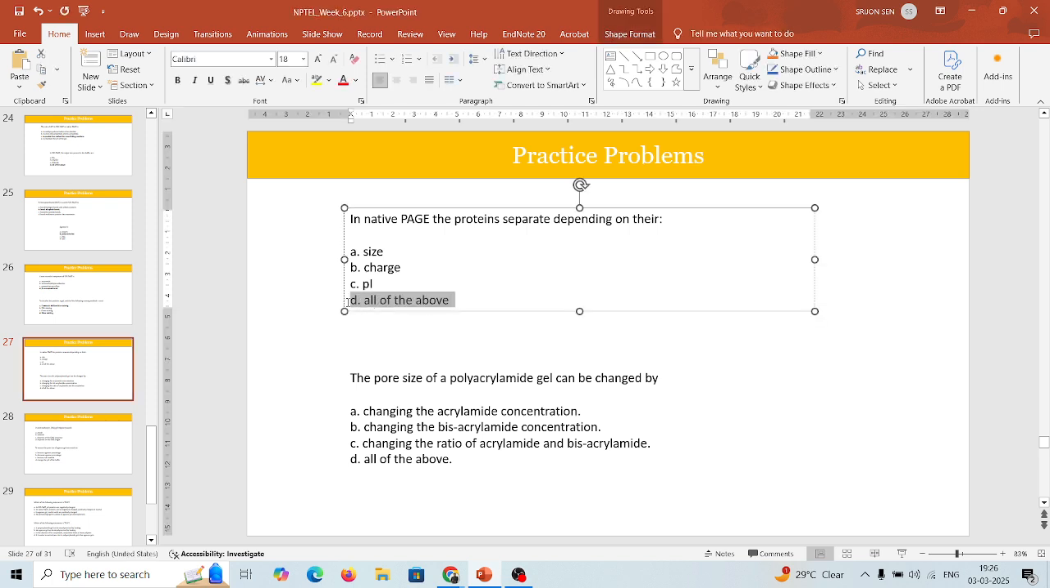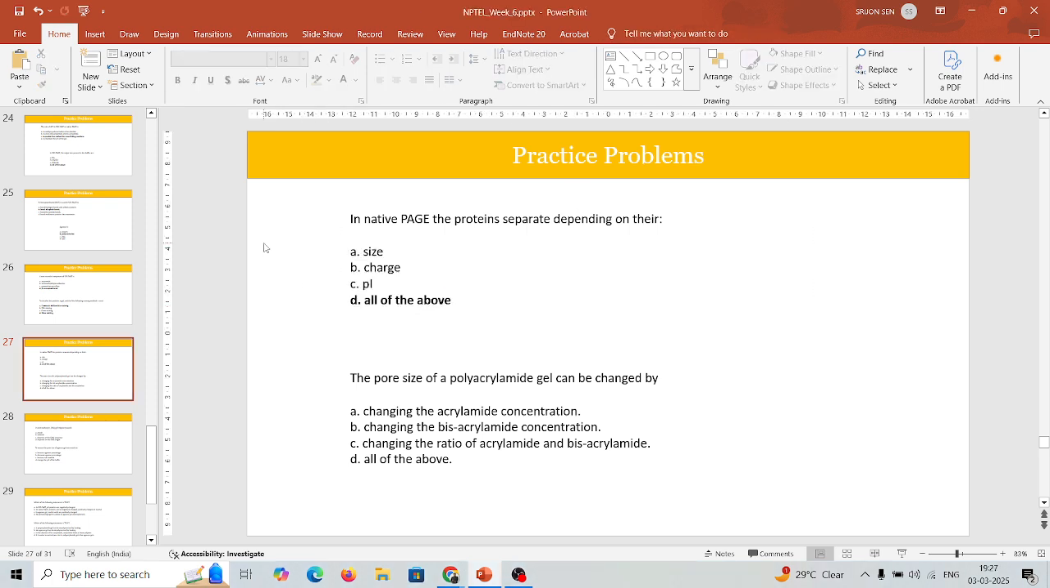Absolutely correct. In native PAGE, you do not have SDS present or a denaturing agent. So you can separate proteins according to their charge. The size always remains a factor in electrophoresis, and so does the pI, because the pH of the buffer will determine whether your protein will be positively or negatively charged. Depending on that, you sometimes have to interchange the plug points for running the gel in the opposite direction.